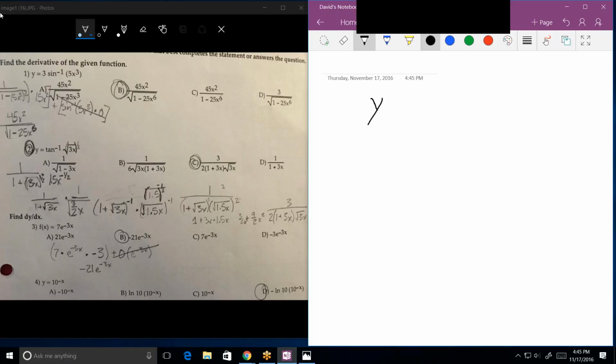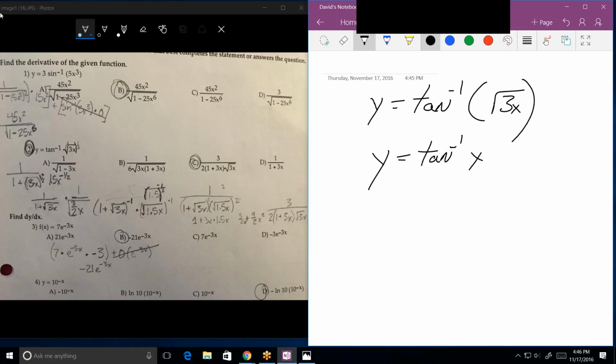So y equals inverse tan of square root of 3x. Yes. All right. So my work is at the bottom. I think my main issue is, I just don't know what I'm not getting. All right, let's start simpler. If y was equal to inverse tan of x, then y prime would be 1 over 1 plus x squared.